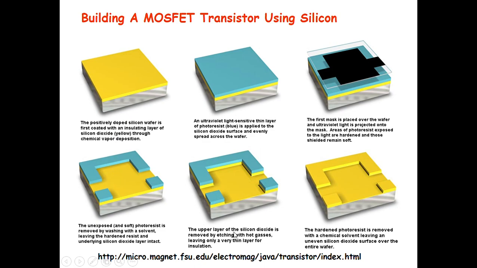The upper layer of the silicon dioxide is removed by etching with hot gases. Here you can see this procedure. The hardened photoresist is removed with chemical solvent, leaving an uneven silicon dioxide surface over the entire wafer. Here you can see.